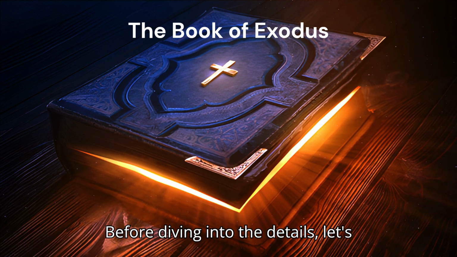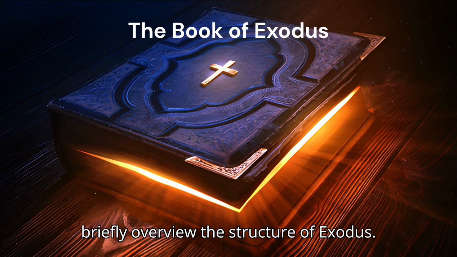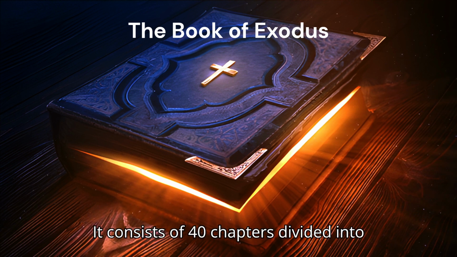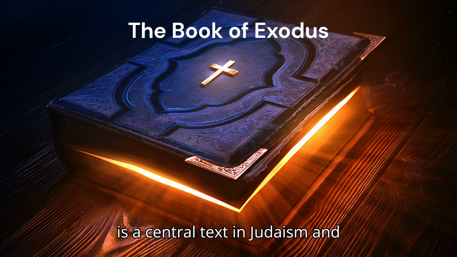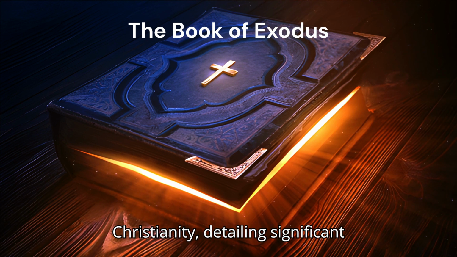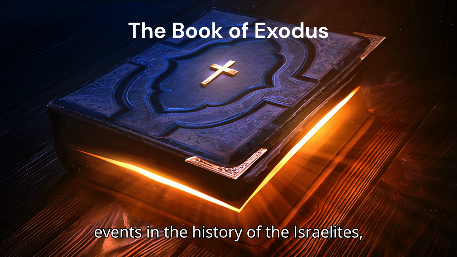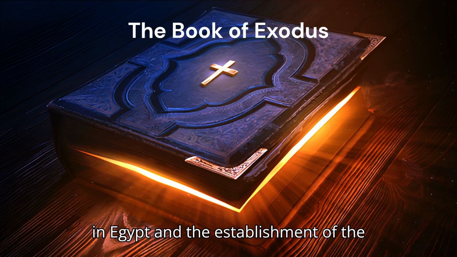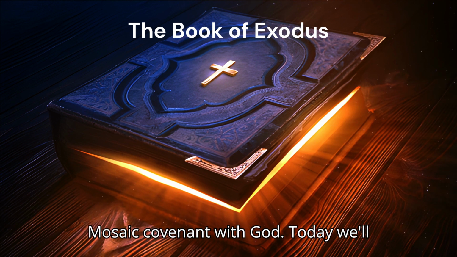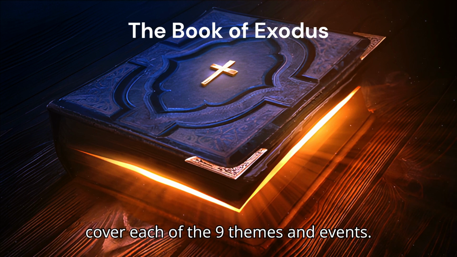Before diving into the details, let's briefly overview the structure of Exodus. It consists of 40 chapters divided into 9 key themes and events. Exodus is a central text in Judaism and Christianity, detailing significant events in the history of the Israelites, including their liberation from slavery in Egypt and the establishment of the Mosaic covenant with God. Today, we'll cover each of the 9 themes and events.